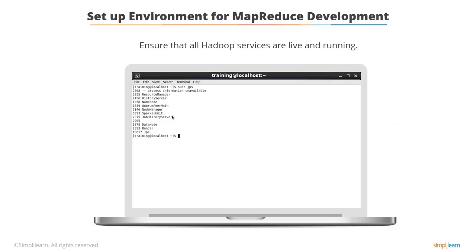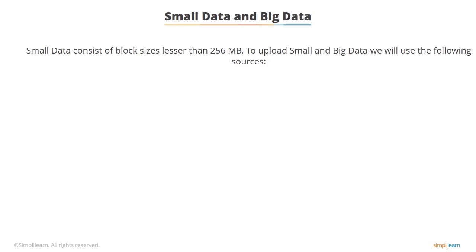Ensure that all Hadoop services are live and running. This can be verified in 2 steps. Use the command jps and then look for all 5 services: name node, data node, node manager, resource manager. Small data consists of block sizes lesser than 256 megabytes.